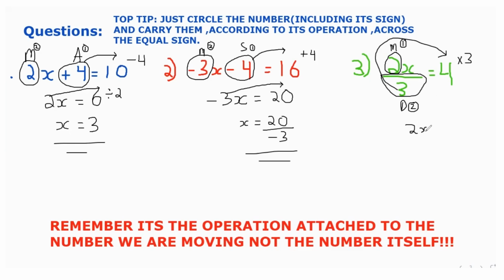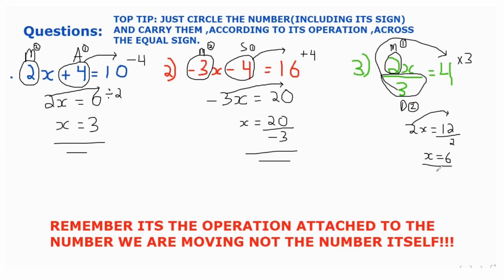So we have 2x is equal to 12. Look how much nicer that is looking. Yeah, so this is the correct way. So now we have multiply, so when it goes across, we get divide. So 12 divided by 2 is 6.